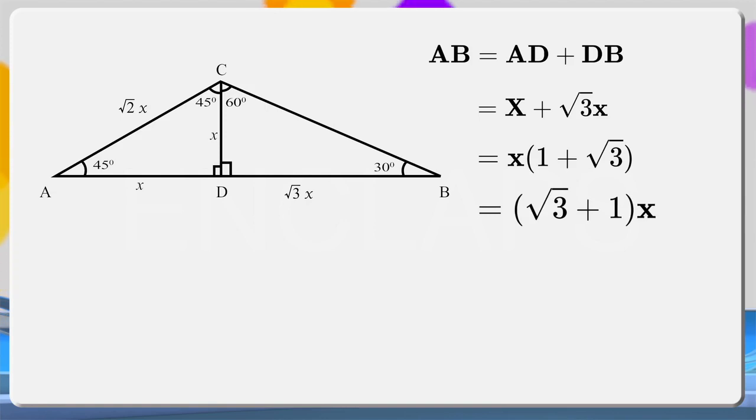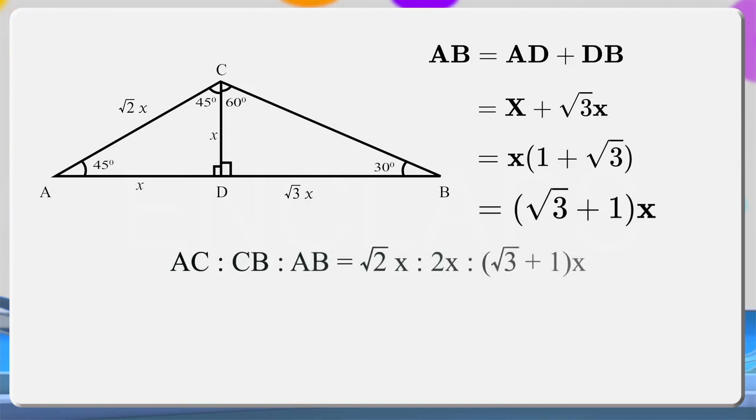Our aim was to find the ratio of sides. So the ratio AC is to CB is to AB is root 2 x is to 2x is to root 3 plus 1 into x. Here we can see x is common for all. So by dividing these terms by x, we get the ratio root 2 is to 2 is to root 3 plus 1. That's it.